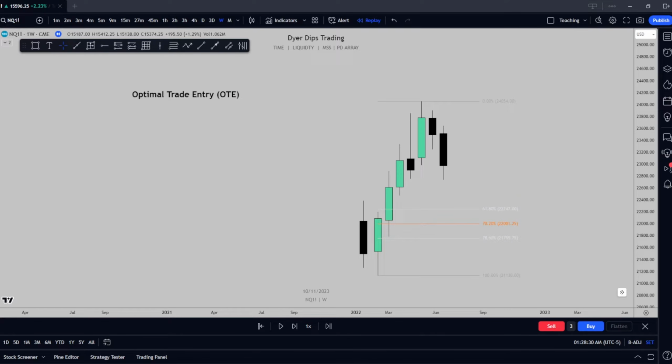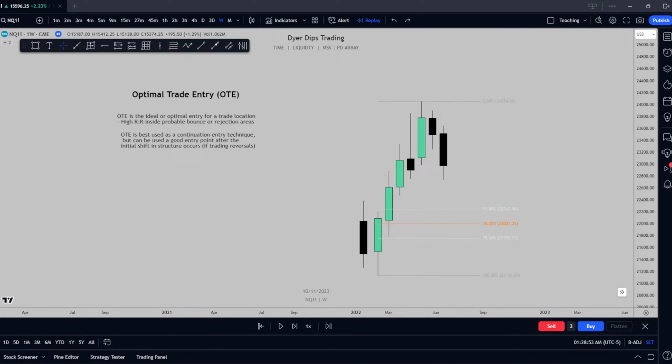Alright, so what is OTE and how do we use OTE, or the optimal trade entry? Well, OTE, as the name suggests, is the ideal or optimal entry place or location for a trade. And this is because OTE entries offer high risk to reward inside of probable bounce or rejection areas, depending on if we're looking bullish or bearish.